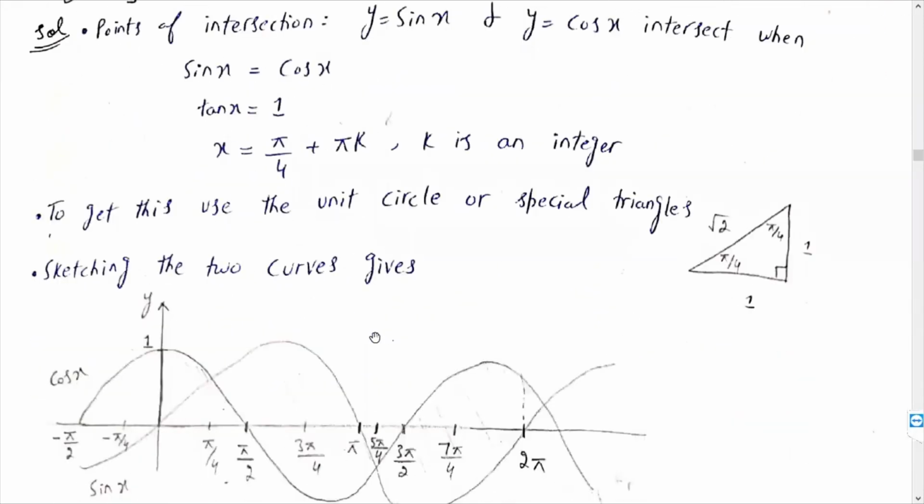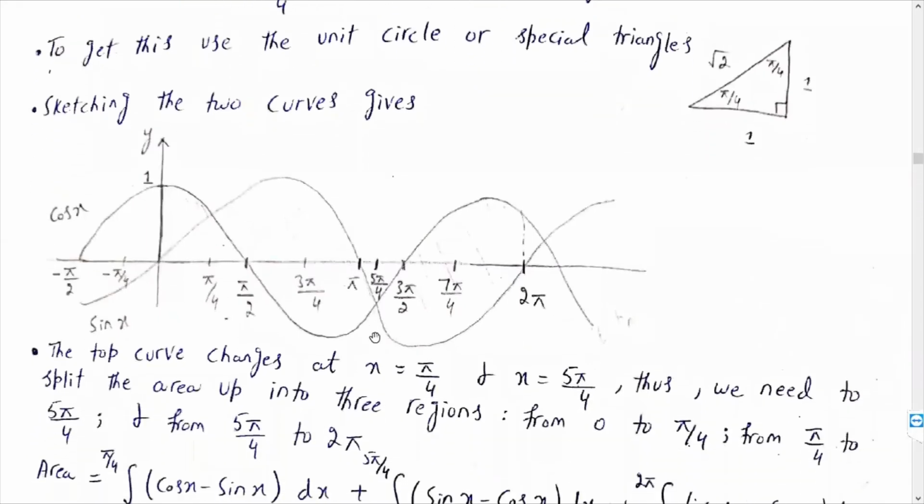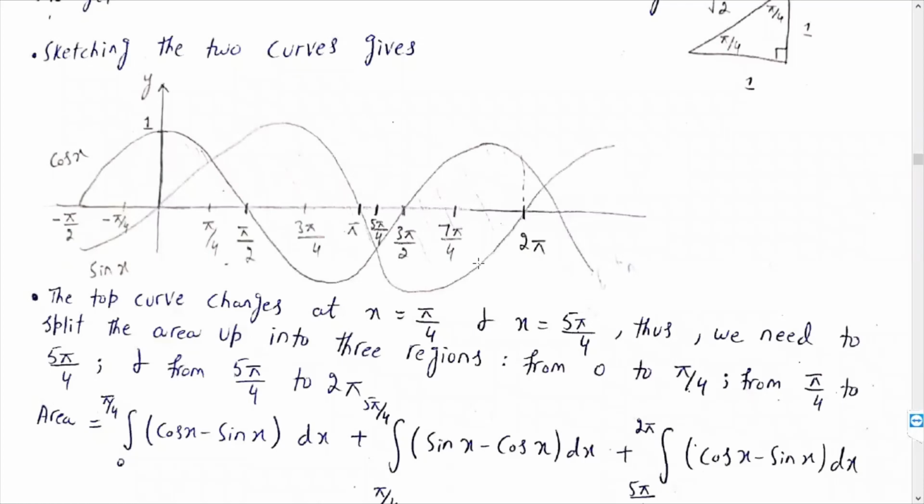So this is the sketch of the two curves. The interval is 0 to 2 pi, and we can see clearly that the function is not behaving the same on all intervals. In one interval cos x is on the top and sine is at the bottom, then you can see that in this interval the sine function is on the top and cos is at the bottom. So the function is changing. So the top curves and the bottom curves are changing at the intersection points.